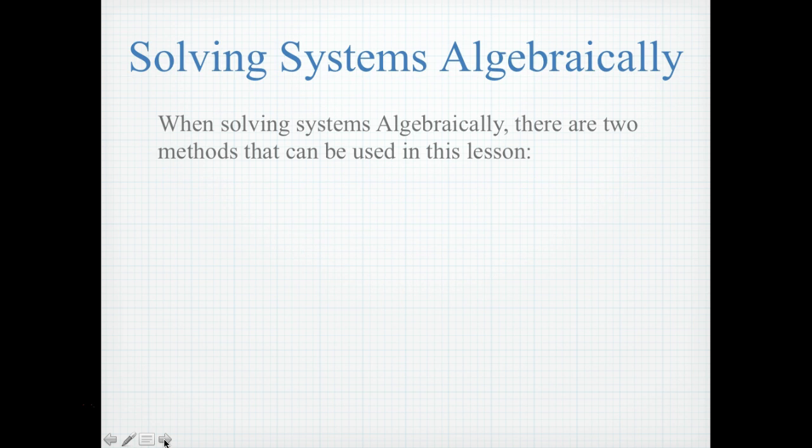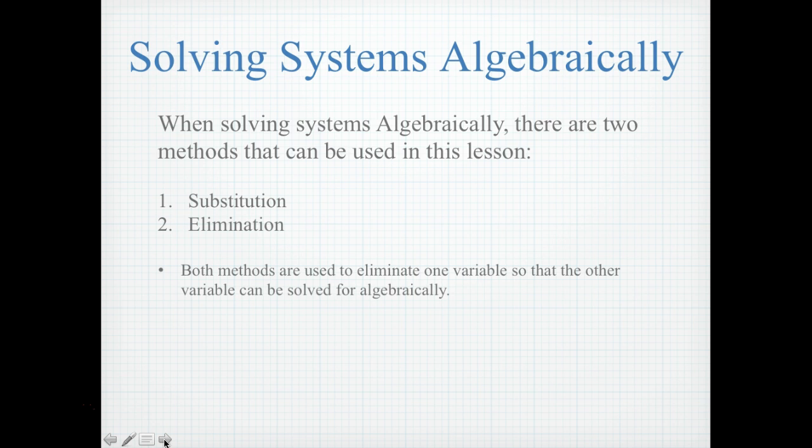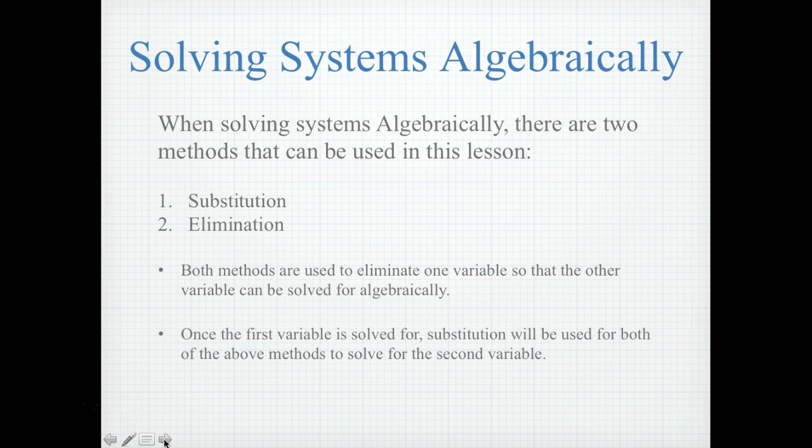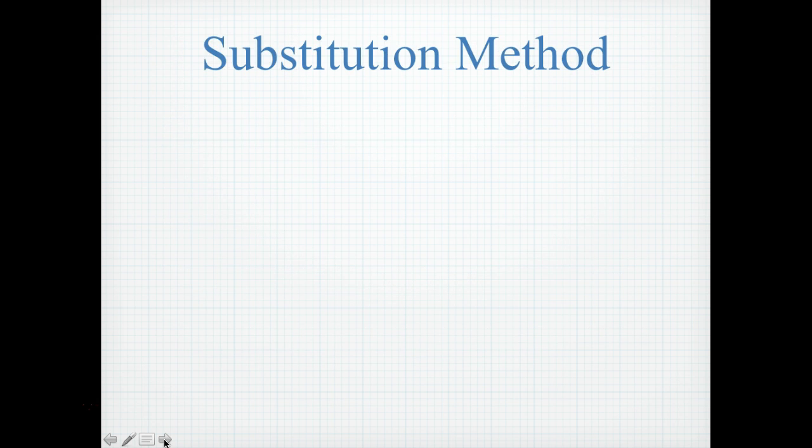When solving systems of equations algebraically, there are two methods we're going to be using. First is substitution, and the second is elimination. Both of these methods are used to eliminate one of the two variables so that the other variable can be solved for algebraically. Once we've solved for the first variable, then we're going to use substitution, plug it back into one of the original equations to identify the value of the second variable.